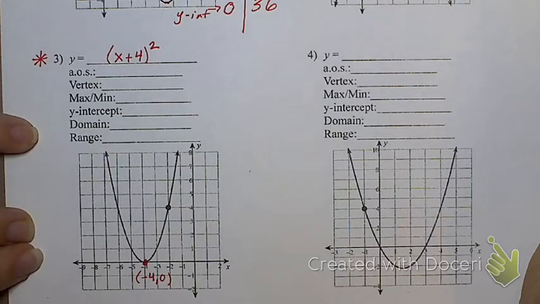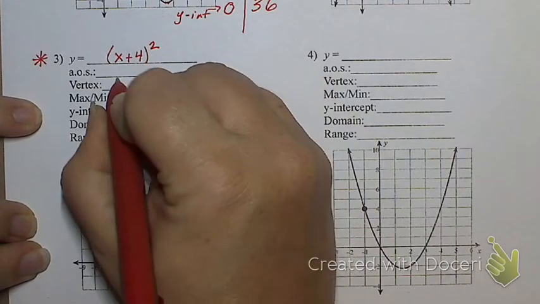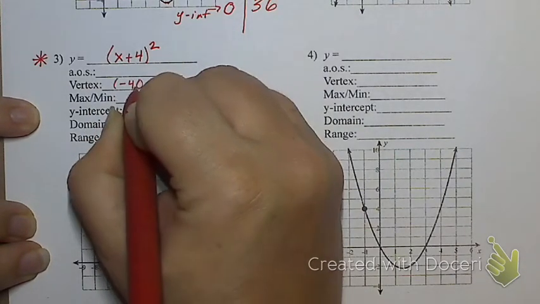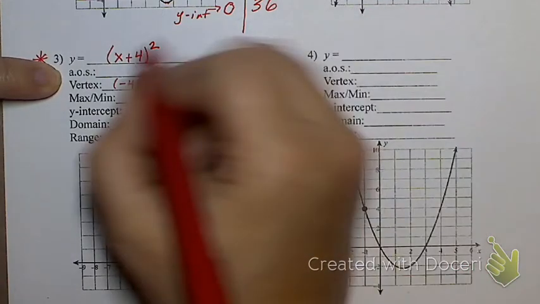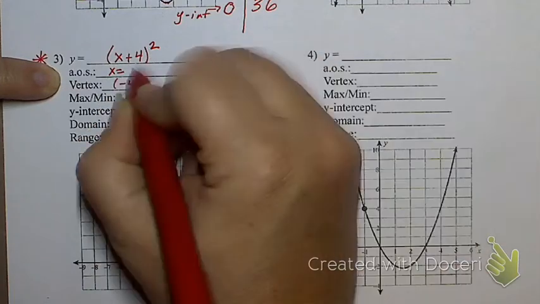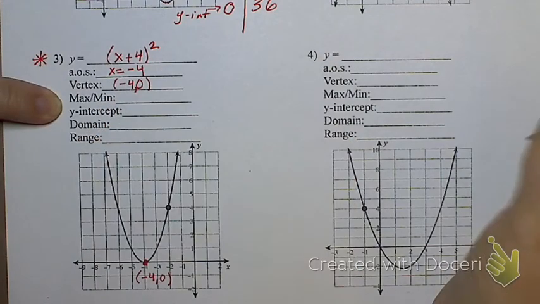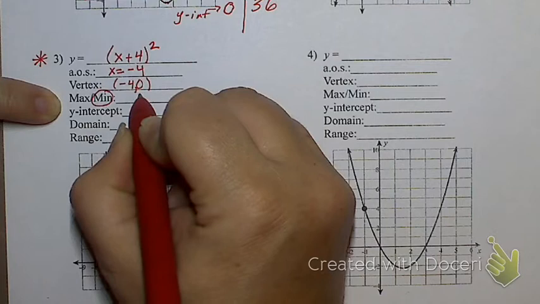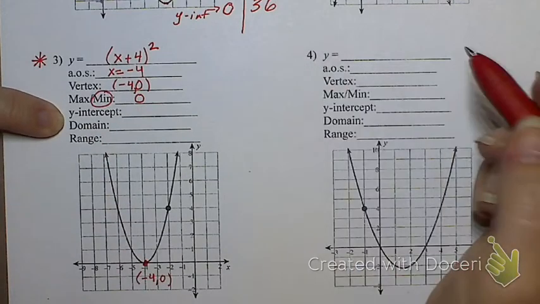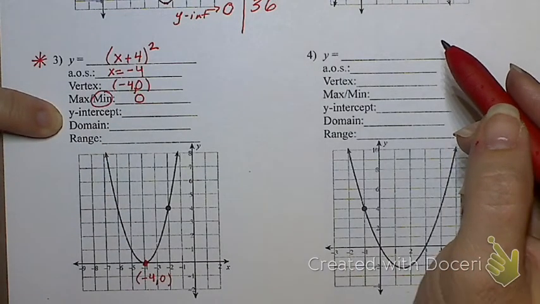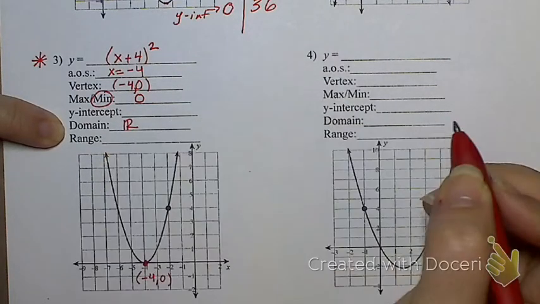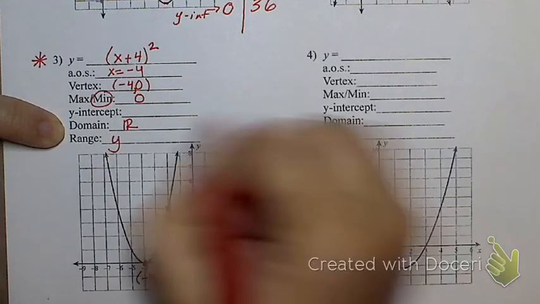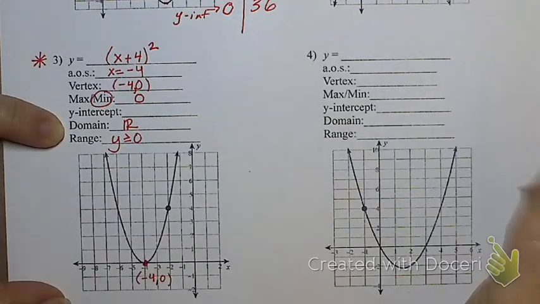What do you notice about that intercept? It's also the vertex. We like it when it's the vertex because that gives me a whole lot of other information. What's my axis of symmetry? X equals -4. Do I have a maximum or a minimum? A minimum. And that minimum value is 0. Can I see my y-intercept? No. What's my domain? What's my range? Y is greater than or equal to 0.